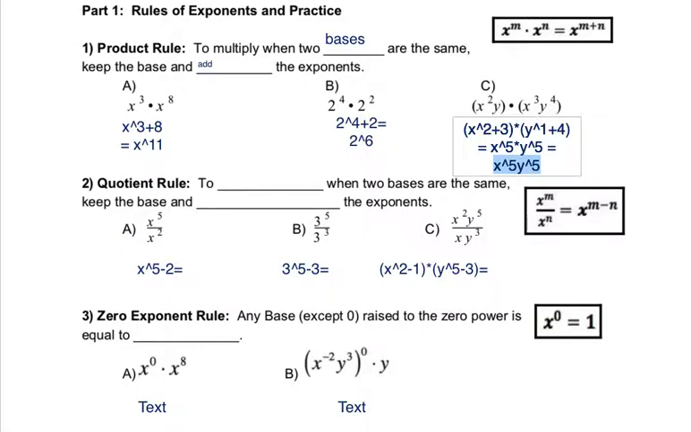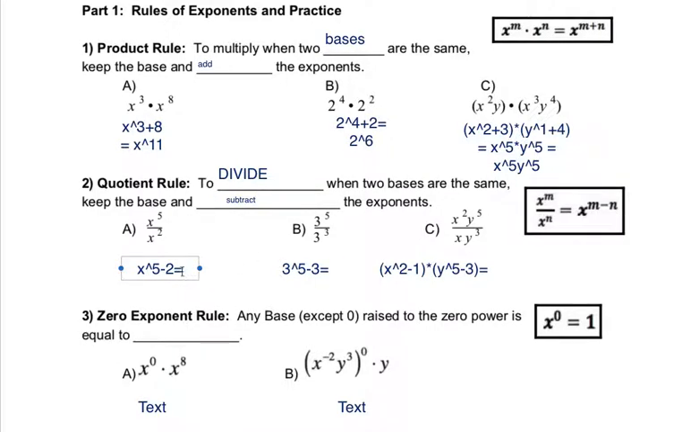So for my quotient rule, this is when I divide. Quotient is what I get when I divide two things. I can be dividing numbers like 28 divided by 7, and my quotient would be 4. Or I can divide monomials, and when their bases are the same, I keep the base, so x and x. So I keep my base of x and I subtract the exponents. Here in this example, you can see I have x to the m over x to the n, and it becomes x to the m minus n.